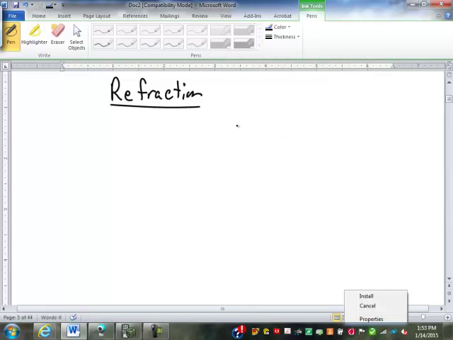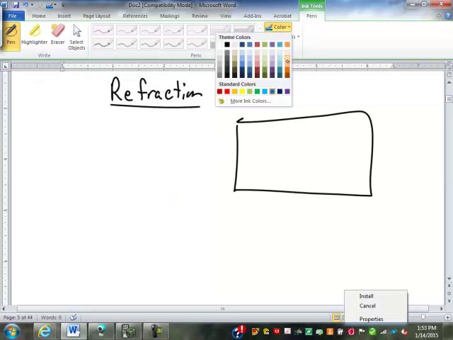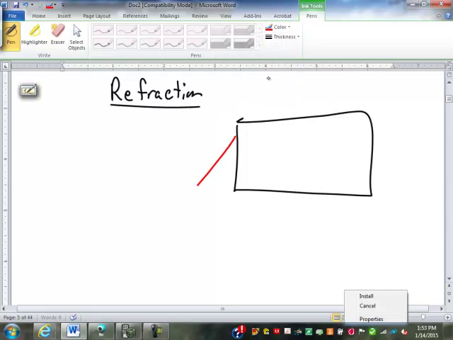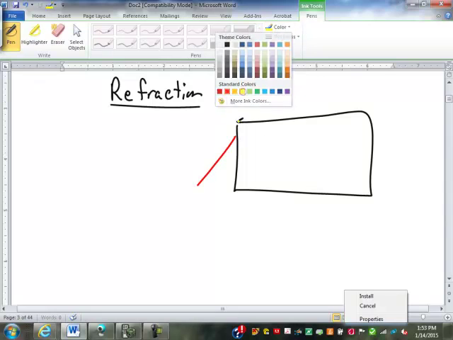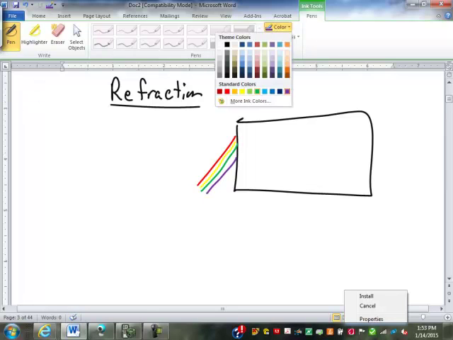For example, let's say this is a piece of glass, and you've got a light beam coming in here. Now the spectrum of light starts with red, orange, yellow. I'm just going to go red, yellow, green, purple. I don't want to go through all the colors, but you've got the colors coming in. When they hit it, they tend to bend.